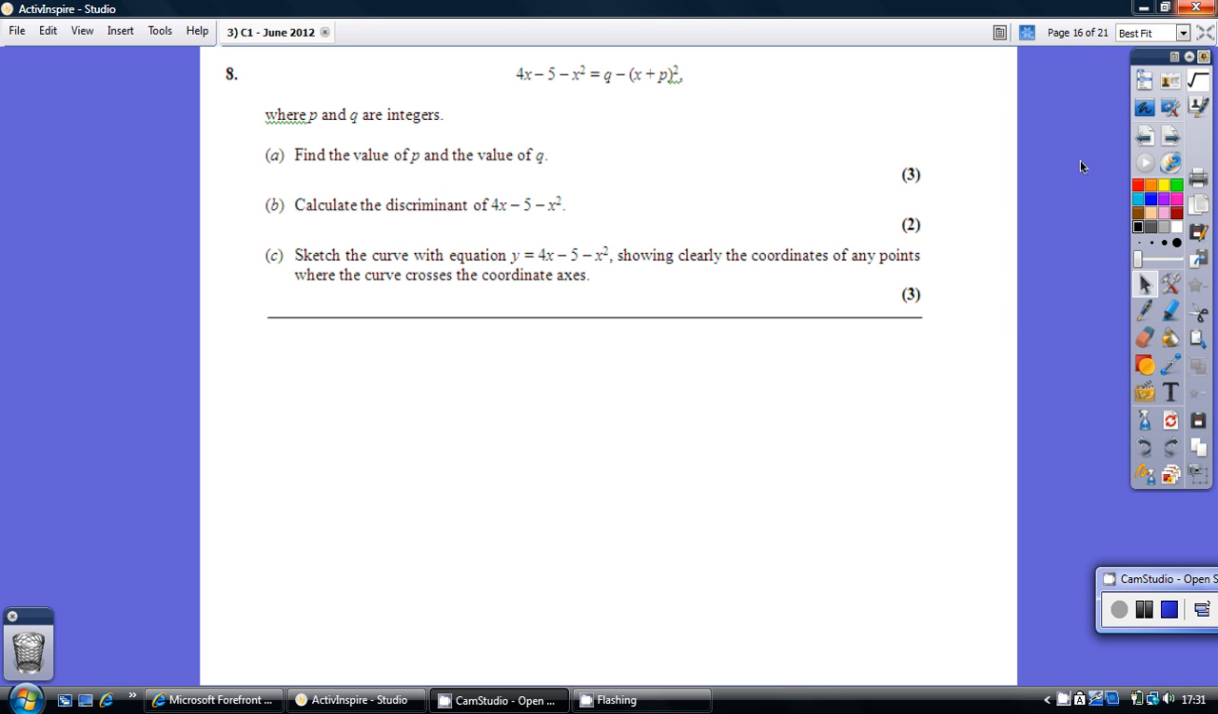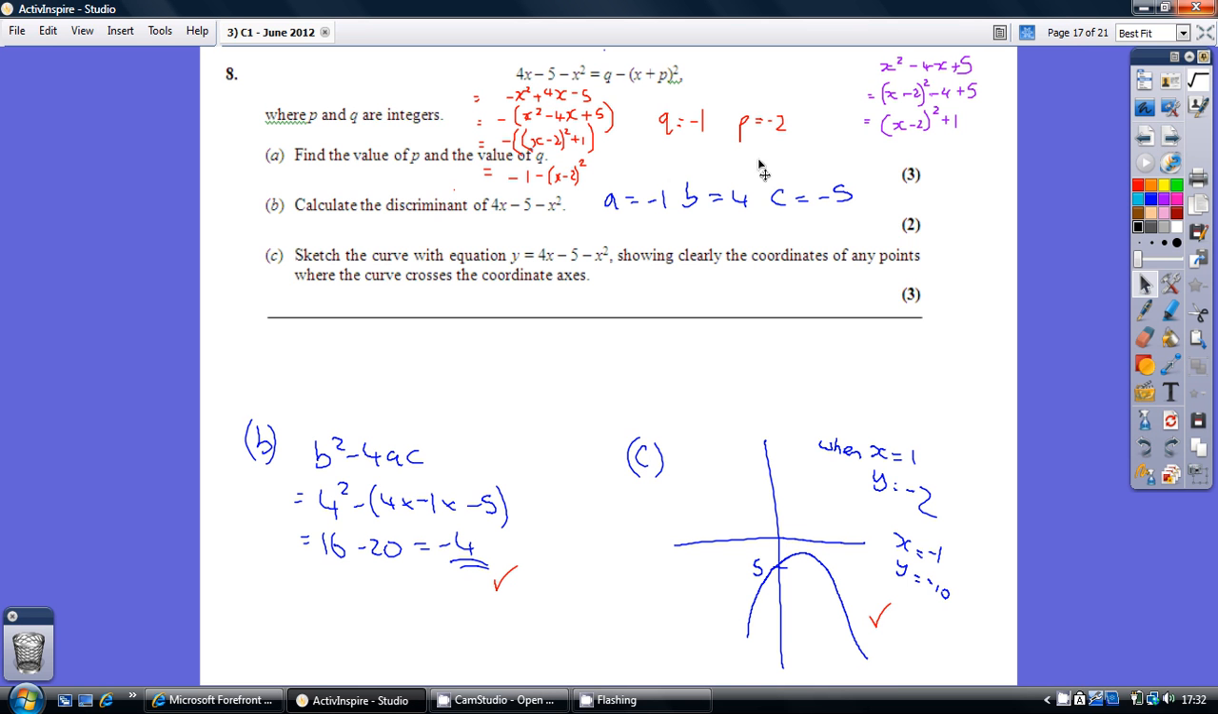Okay, have a go at number 8. Now I think part A here is really quite tricky. It's all about completing the square, but it's very confusing with the minuses here. So I think the best way of looking at it is like this.